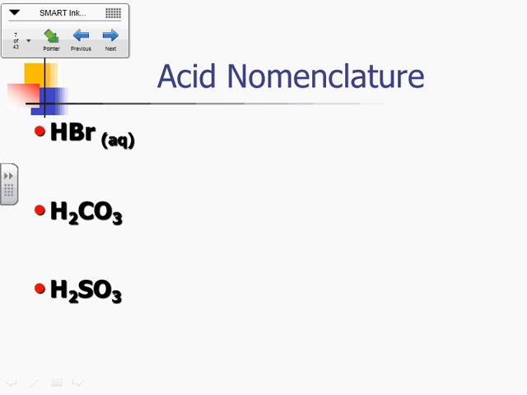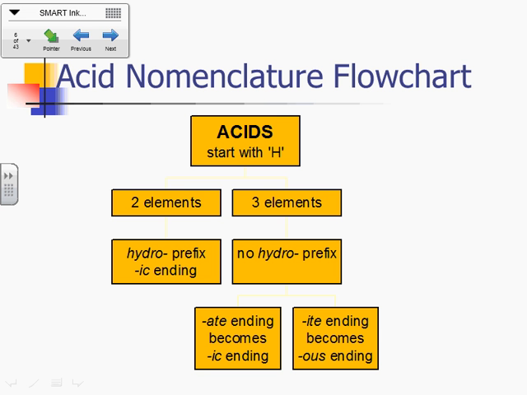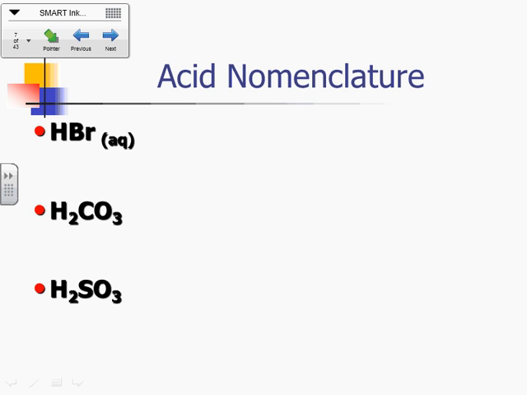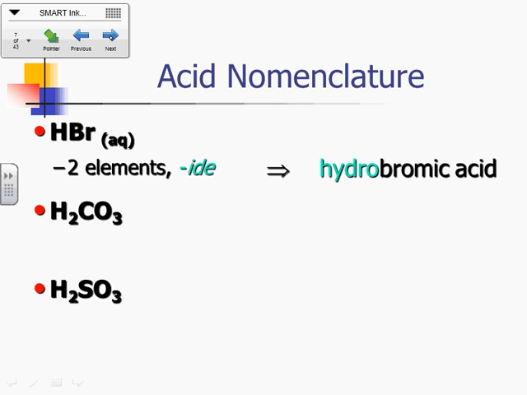So HBr starts with H, 2 elements or 3 elements? 2, right? So we're going to put hydro in front of it, ic at the end. So how would we name this thing? Hydrobromic acid. Actually, I think this is already written on here. A lot of these acids are going to sound weird to you. You just got to get used to it. Hydrobromic acid, so that's it.